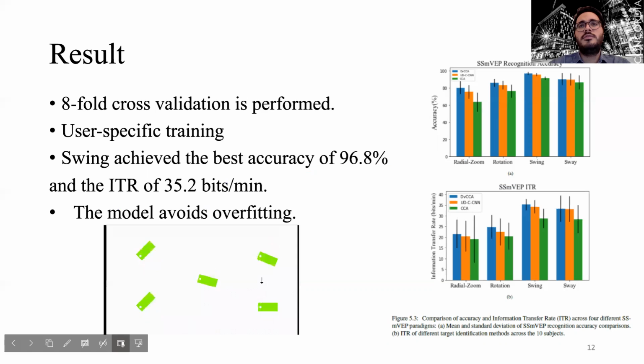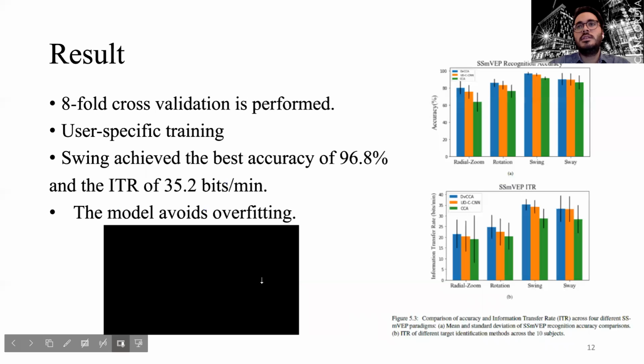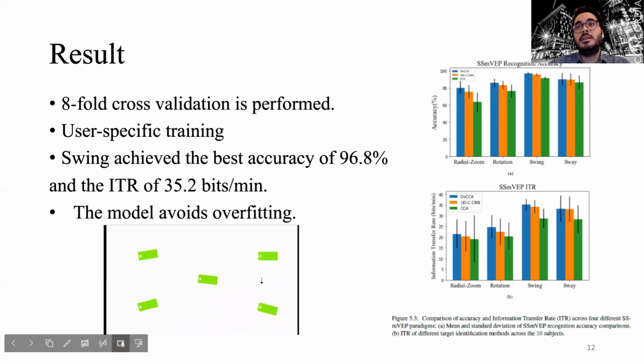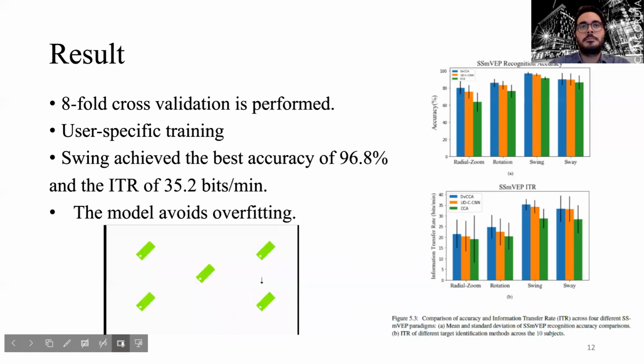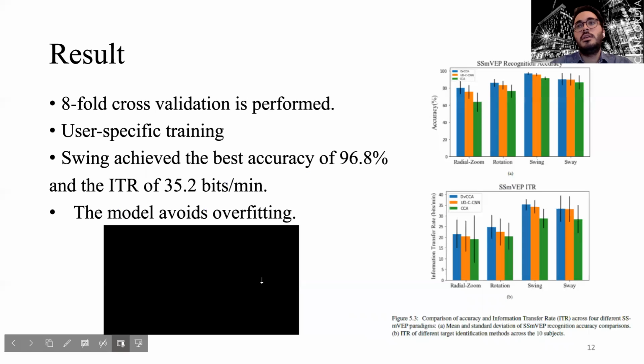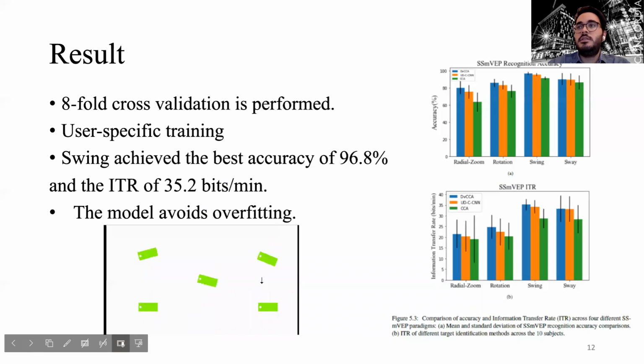By focusing on each column of these diagrams, you can understand that DVCCA outperforms its CNN-based counterpart in terms of the accuracy and the ITR. And for all of the paradigms, DVCCA outperforms other neural network-based algorithms. This model also avoids overfitting. It doesn't need a large training dataset. As we mentioned in the architecture description, the model provides more interpretation than CNN for understanding the mechanism of the classifier.